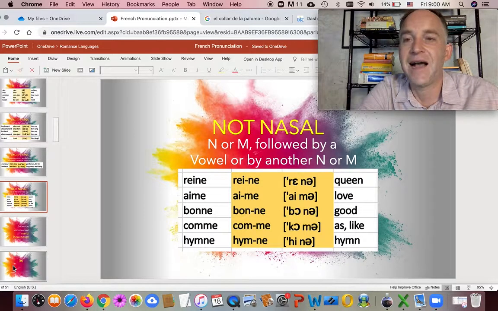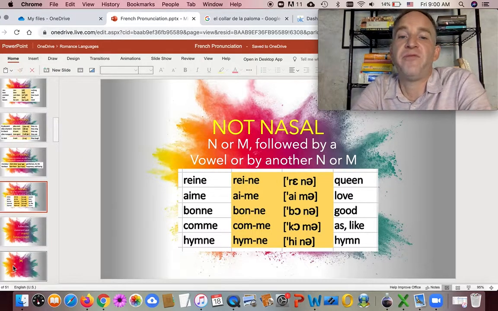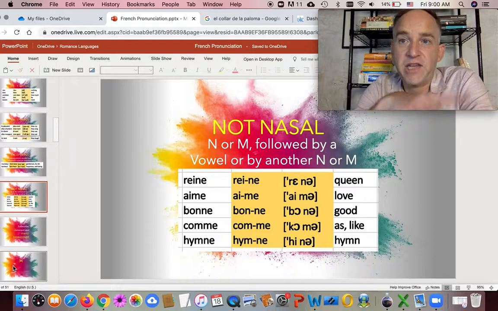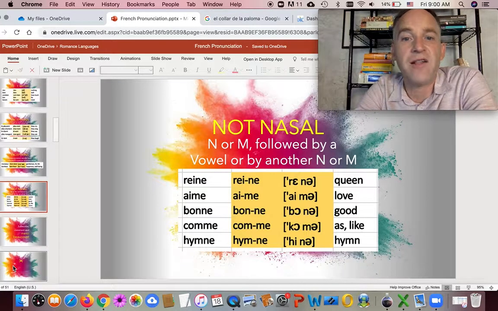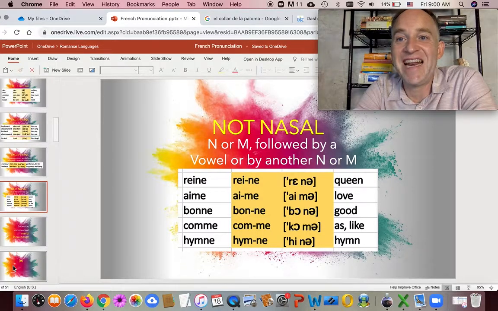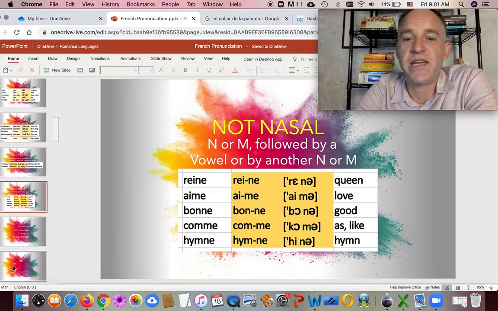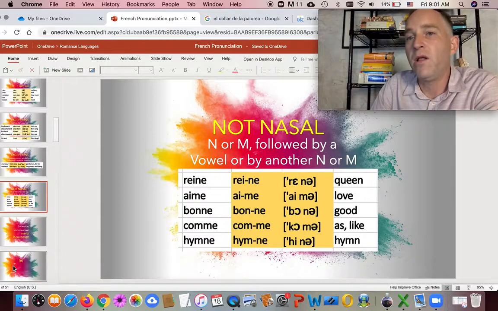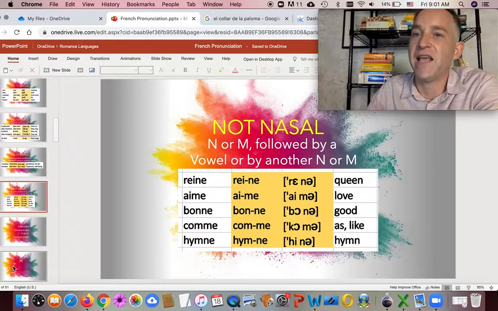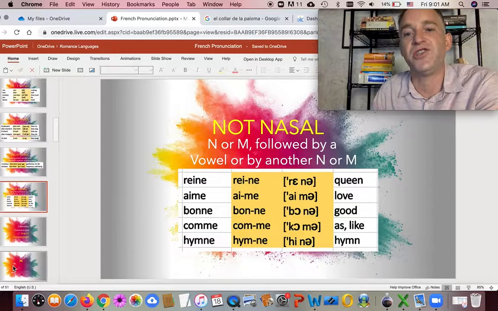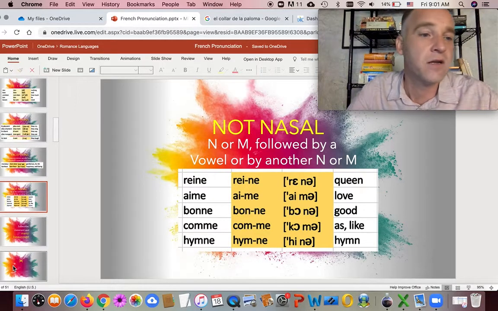Bonne, comme, in. So we talked about this. If the letter combination that's sometimes nasalized is followed by a vowel or another n, m, or in. You'll see that the third and fourth examples are double n's and m's, so that's what really breaks the nasal spell. The last one is not a double M, but it's an M followed by an N, so that does constitute a breaking of this nasalization pattern.